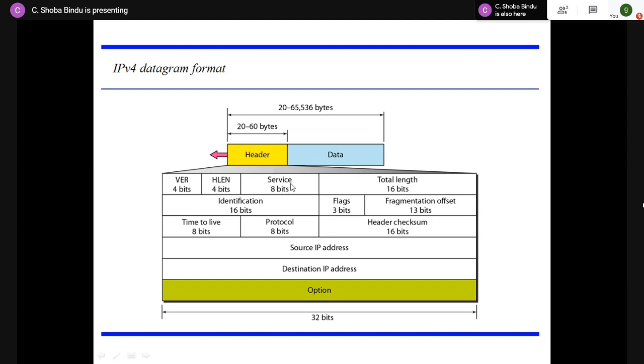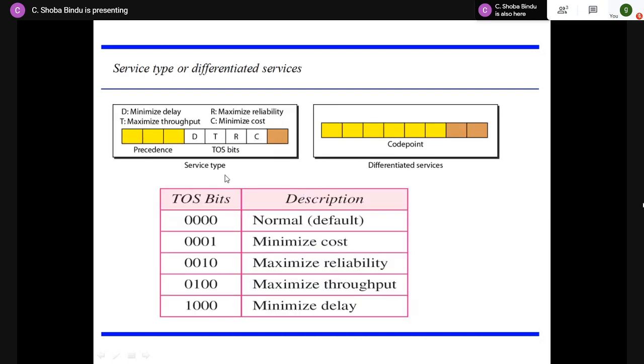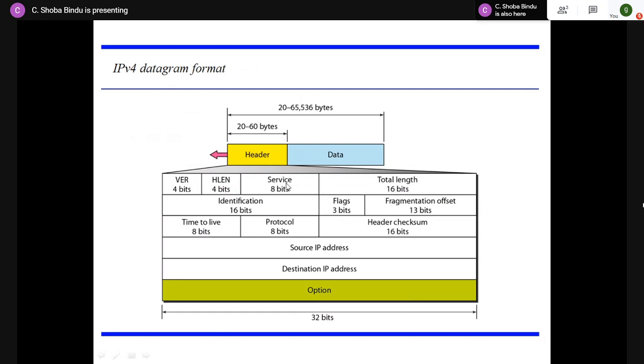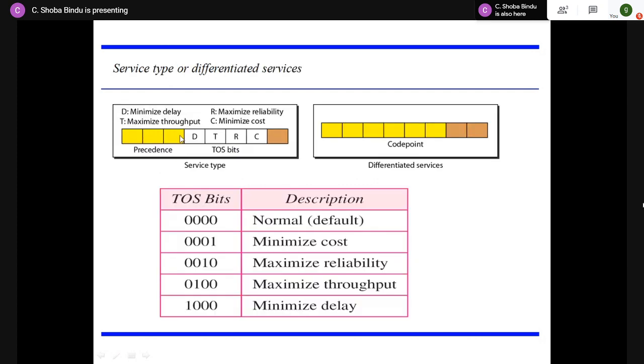Then followed by the 8-bit service bits. These service bits specify what type of service is required for this particular data, the upper layer protocol data that you are going to transmit. Currently it is used as the differentiated services, while in the old versions it was used as the service type, which is the 8 bits that we have here.